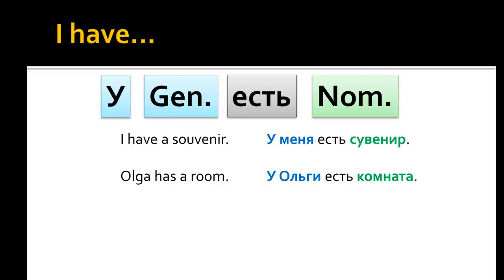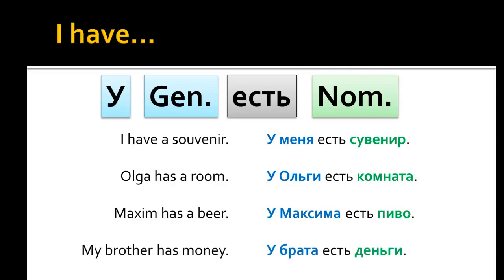У Ольги есть комната. У Максима есть пиво. У брата есть деньги. Note that the word деньги is always in the plural form in Russian.